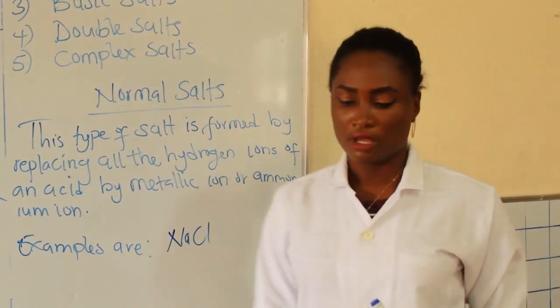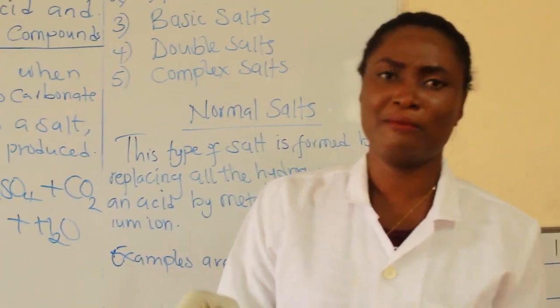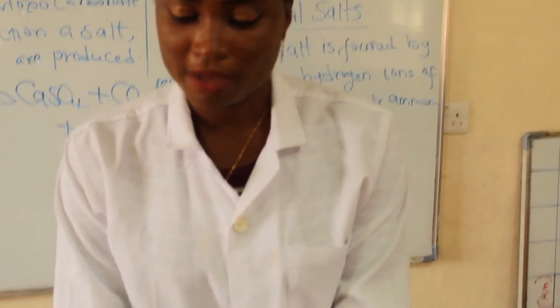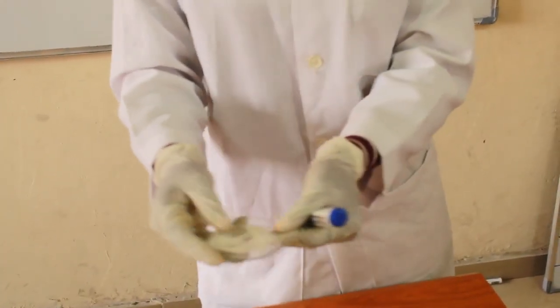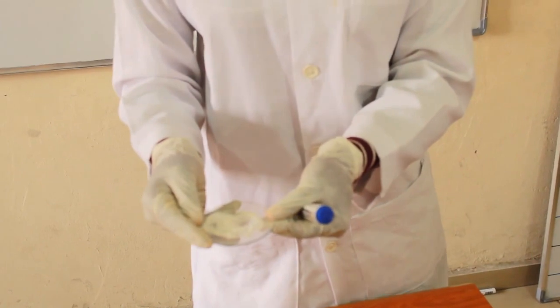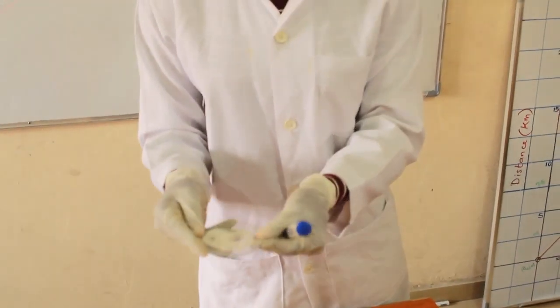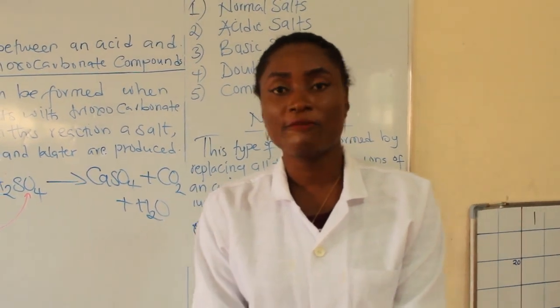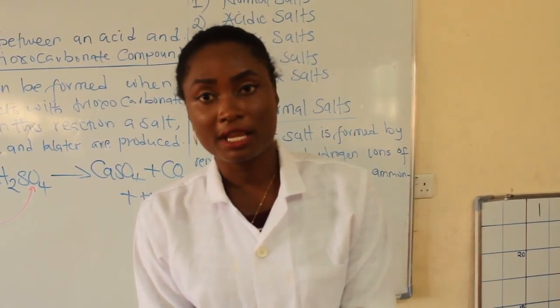Okay, I'll show you what sodium chloride looks like. This is sodium chloride, of course, you should be familiar with it. It's your table salt. Your normal salt, the one you use at home to cook, is your sodium chloride. Now it's formed when the hydrogen is replaced by sodium, and it's formed from hydrochloric acid.